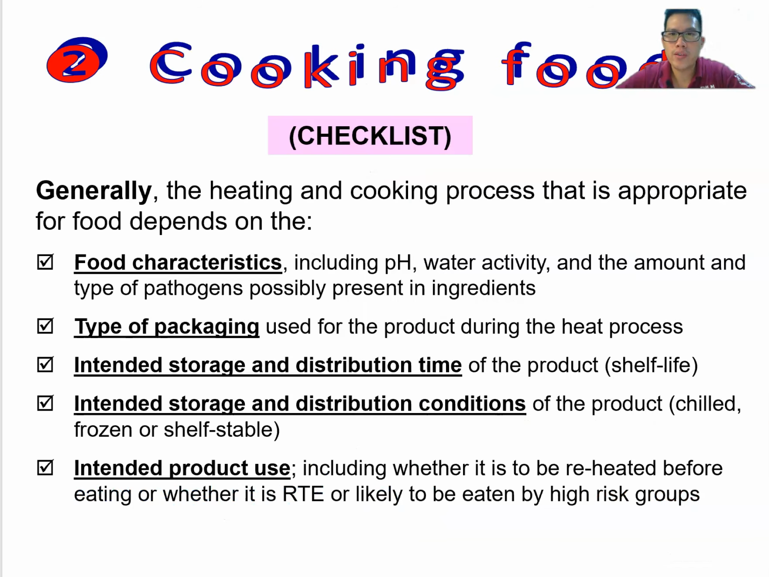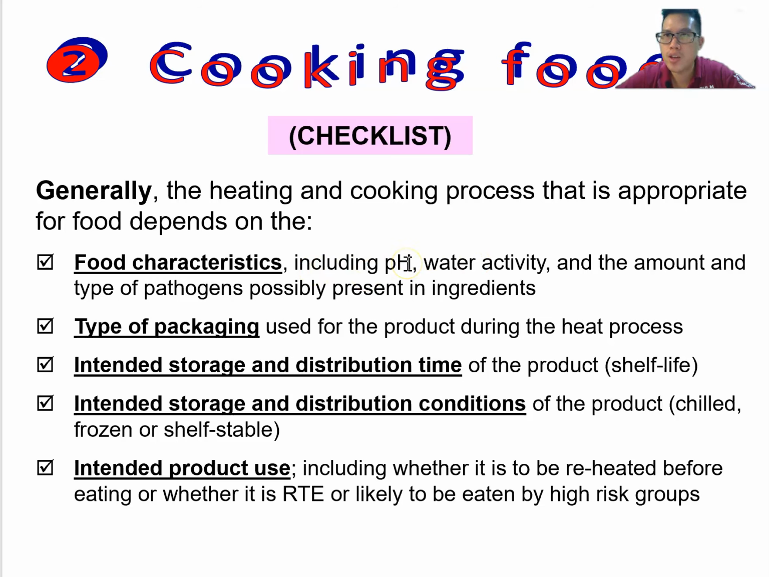When you're cooking, it also depends on your food, its characteristics, the pH of the food, and the water activity. Water activity means how much moisture is in our food. Those with a lot of moisture have very high water activity, and bacteria or microorganisms love to grow. Like raw meat, which is very high in water activity. That's why microorganisms love to grow in there.